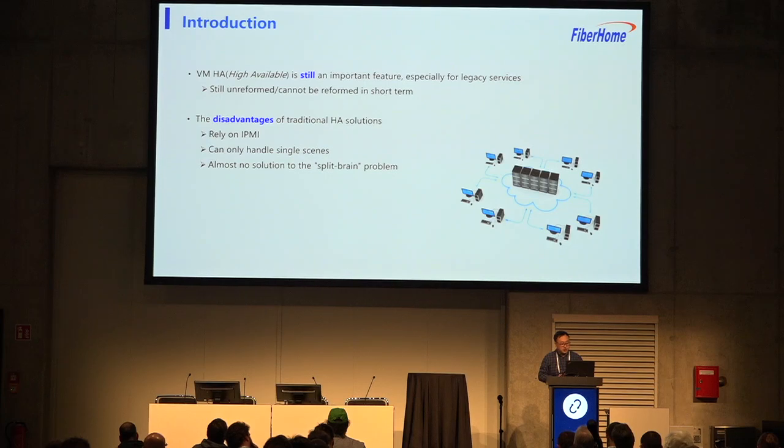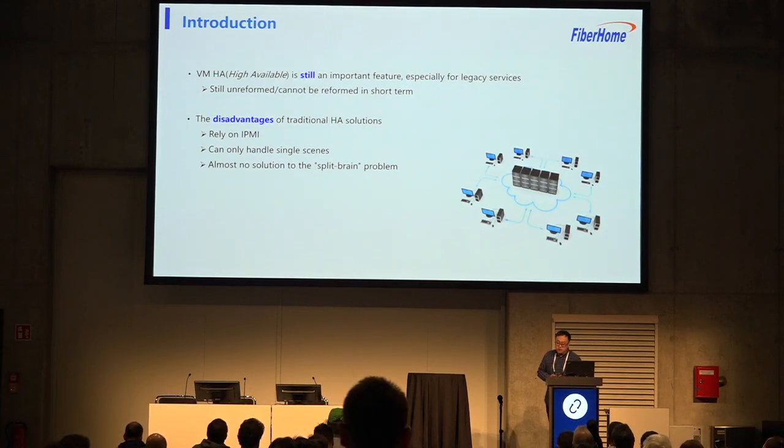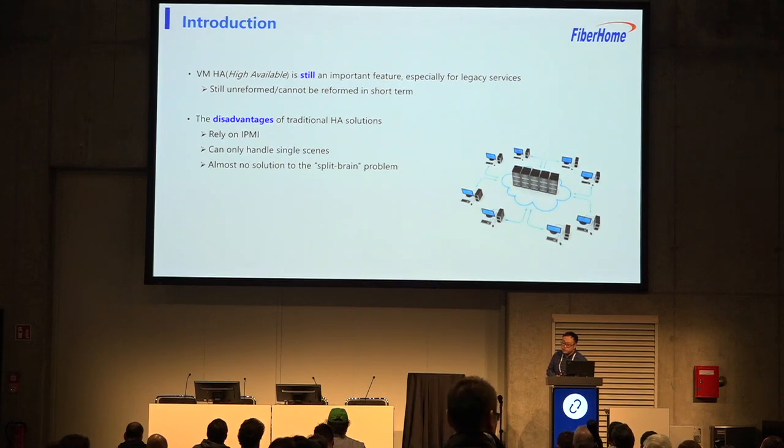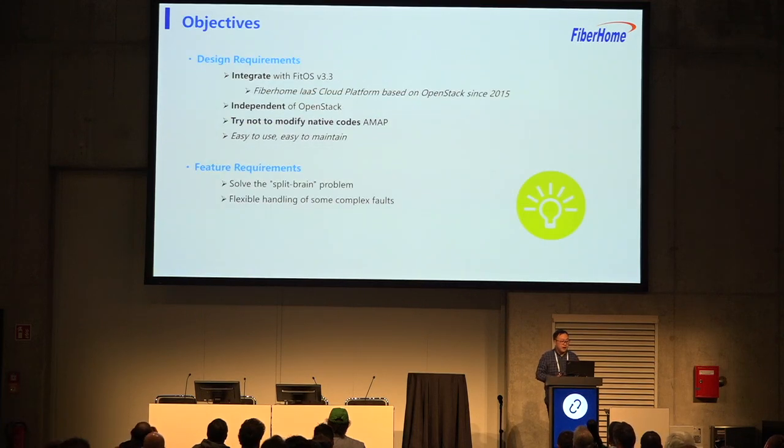So we analyzed the traditional HA solutions, and there are also some disadvantages, such as relying on IPMI, only being able to handle single faults, and almost no solution to the split brain problem. So based on the analysis, we want to build a better solution of VMHA.